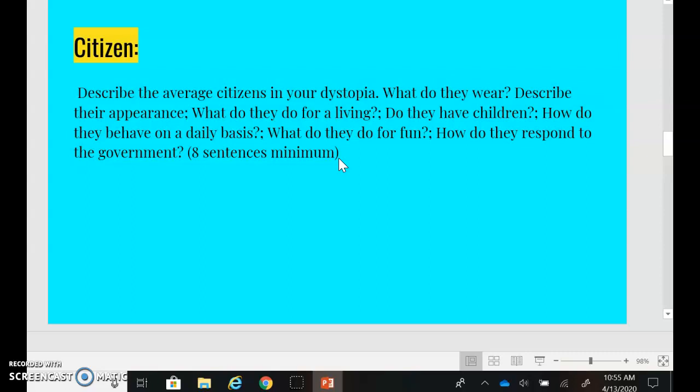Now, we know in China, there's pretty much only Chinese people. Here in America, we always talk about how we are a melting pot. So we have a multitude of different nationalities, races, ethnicities, backgrounds, those kinds of things. So in your dystopia, what do your citizens look like? Okay, so you answer these questions. Async is minimum. This is going to give us a really good picture of your society.